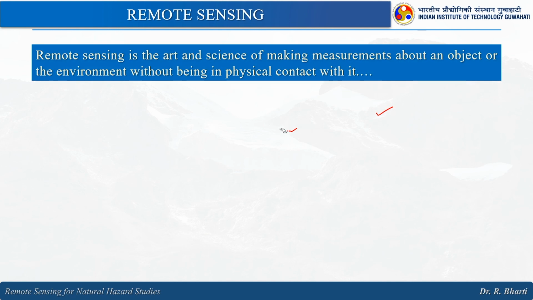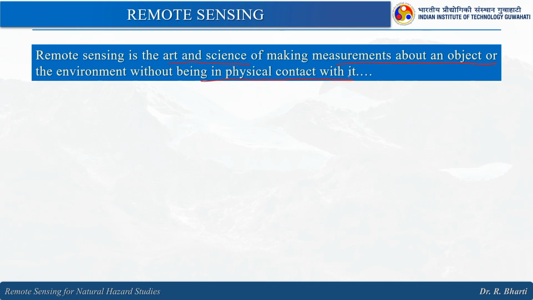So remote sensing is the art and science of making measurements about an object or the environment without being in physical contact with it. Here there are two important things, that this is an art and science. That means it is not the complete answer to your question or the problem. However, this can be used to gather information which can be part of your analysis or study that is dedicated to a particular problem. So this is the measurement about an object, and this is without being in physical contact with it.